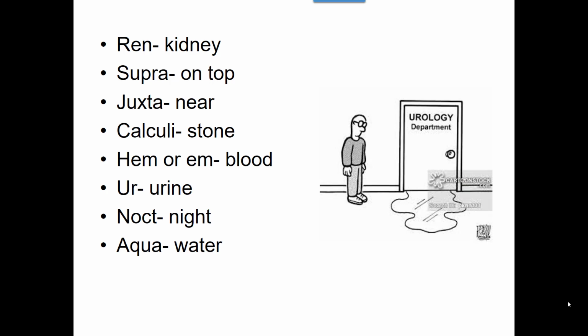Anything that has "rene" in it has to do with the kidney. You're going to see some words that have "eme" or "heme" in them, which has to do with blood. Anything that has UR in it has something to do with urine. Those are going to be some of the big ones you'll see in here.